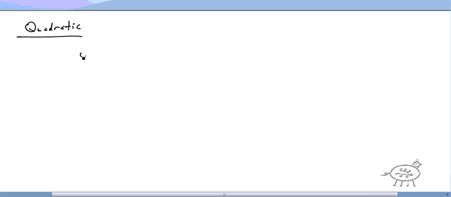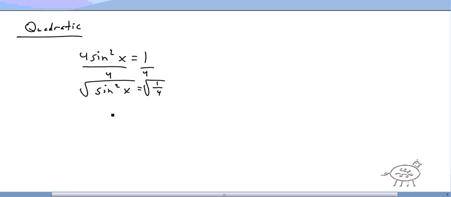So we have 4 sine squared of x equals 1. Well, you've got to solve for that trig function. So divide both sides by 4. So sine squared of x equals 1/4. And you take the square root of both sides. Now don't forget, this is what you learned in Algebra 1. When you take the square root, you'll get sine of x equals plus or minus 1/2.